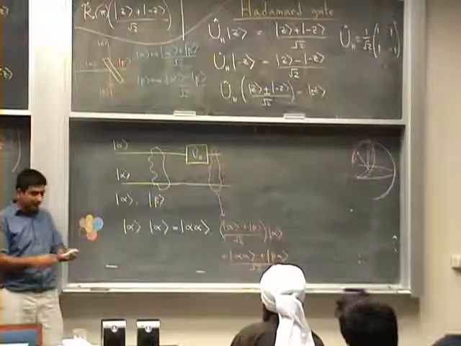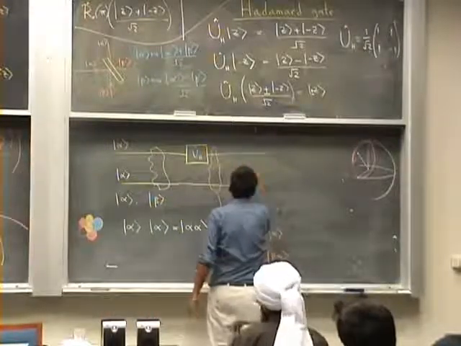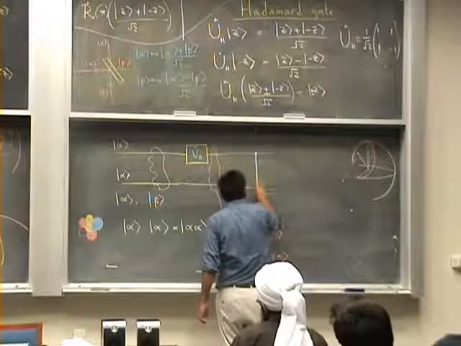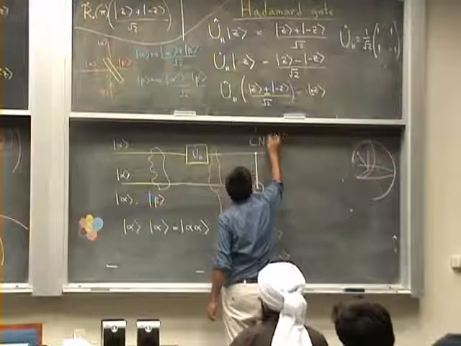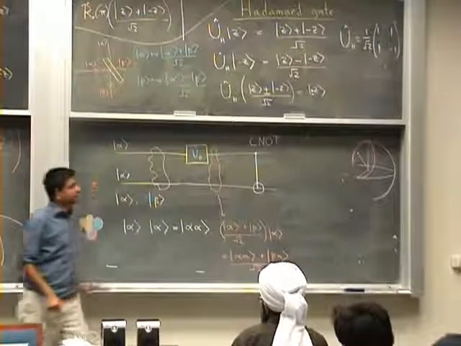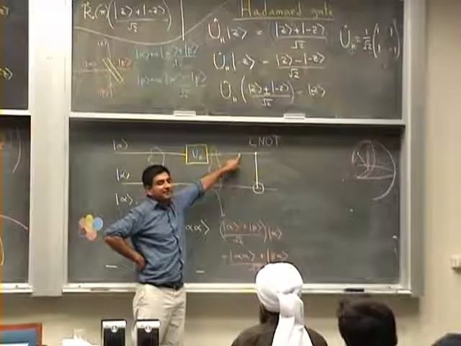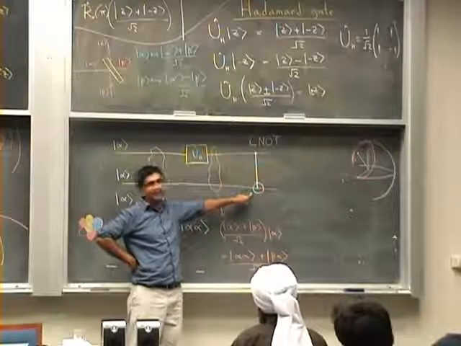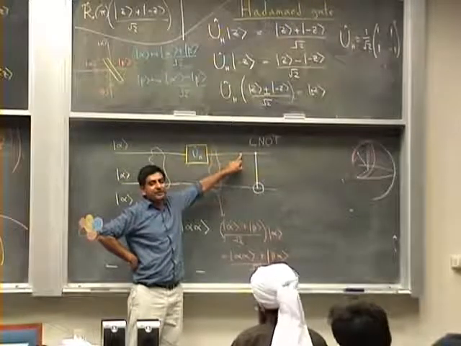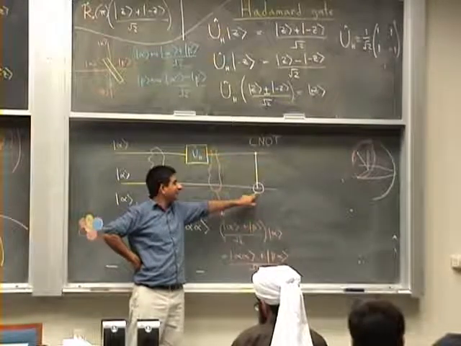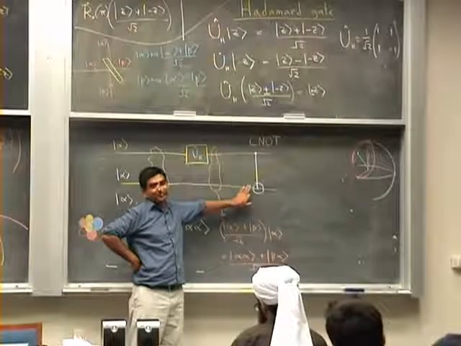Now I do another gate. What I do next is apply a gate called a controlled NOT gate. What the controlled NOT gate does is, if the first qubit is in the state alpha, it does nothing to the second qubit. If the first qubit is in the state beta, it creates the orthogonal state, or it applies a NOT gate to the second qubit.